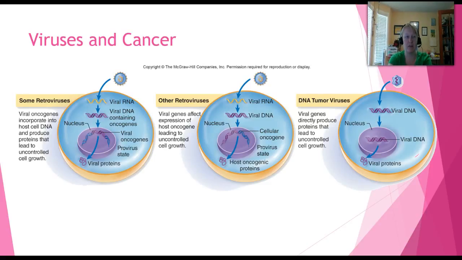We have some of the retroviruses, where the oncogenes incorporate into the DNA and produce the proteins that lead to uncontrolled cell growth. Then we have other ones where the viral genes affect the expression of oncogenes within the cell for uncontrolled growth. We have some where they change the way the proteins actually work within the cell. And then we also have viral genes which directly regulate the way the cell works and cause it to have uncontrolled growth. All of these are ways in which tumors are produced within the cell.